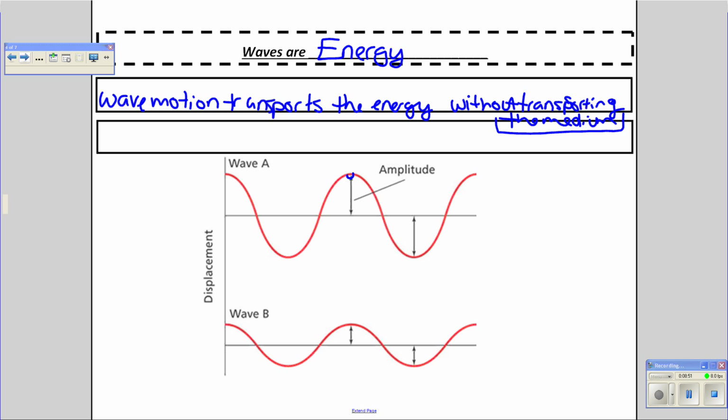So if we look at wave A here, if we consider this to be one molecule, he does not go with the wave. Okay, he does not do this. No. He just moves up and then down. Up and then down. Okay? He stays in the same area. He just moves up and down. Okay?